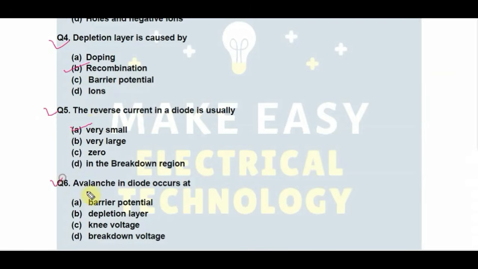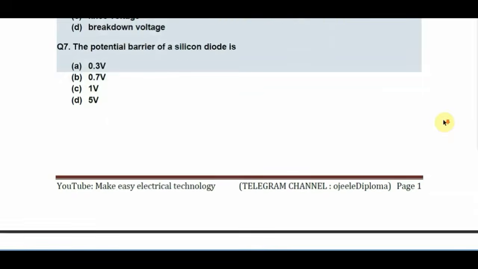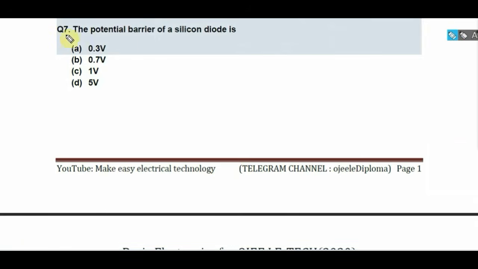Next question, avalanche in a diode occurs at breakdown voltage. Option D is the correct answer. The potential barrier of a silicon diode is 0.7 volt.